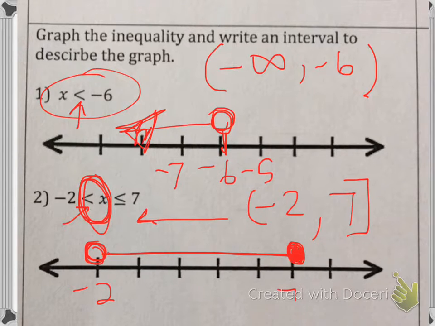I want to point out to you that this -2 and this 7, they directly relate to the -2 and 7 right here. On these sandwich ones, it tells you which numbers you can be putting in your interval. So just keep that in mind while you're looking.